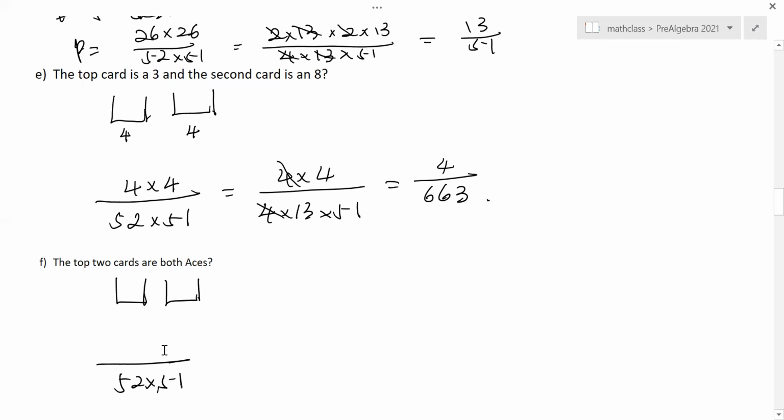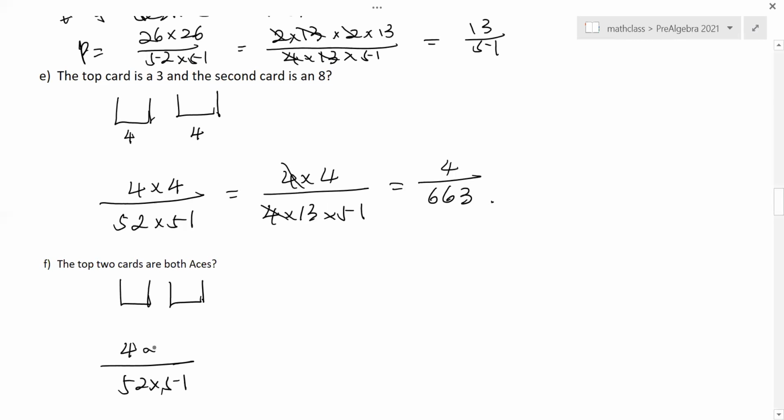First, you have 4 choices, but then 1 is gone, so only 3 left. So the second time you only have 3 choices. That's the total number. After that, you have to simplify carefully. It's 4 times 3 over 4 times 13 times 51.